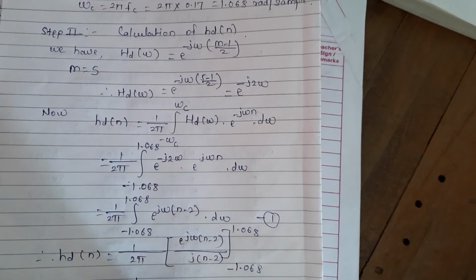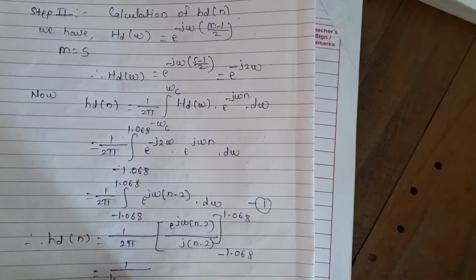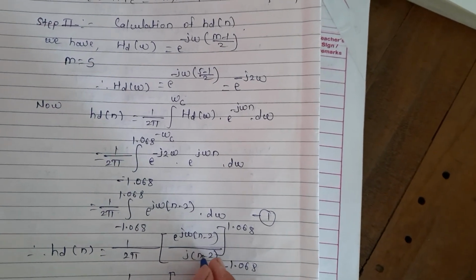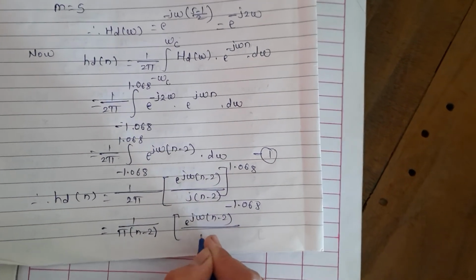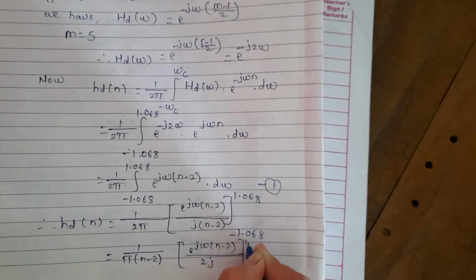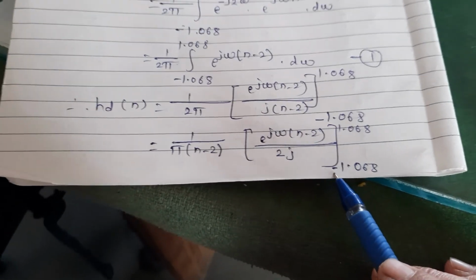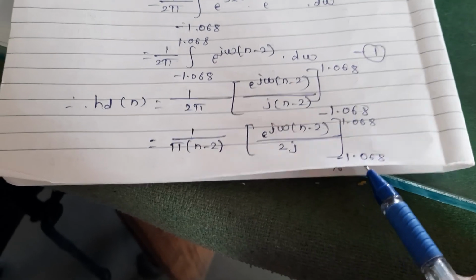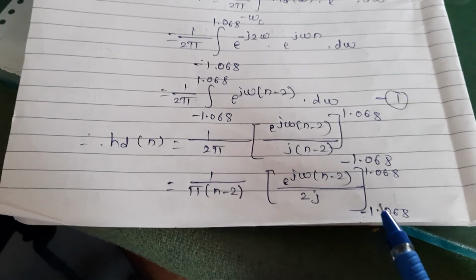Now it becomes 1 by pi into n minus 2, as we take the 2 and n minus 2 outside the bracket. So it is e raised to j omega into n minus 2 divided by 2j, values of integration minus 1.068 to 1.068. Now we replace these integration values in this equation at the place of omega and solve it.